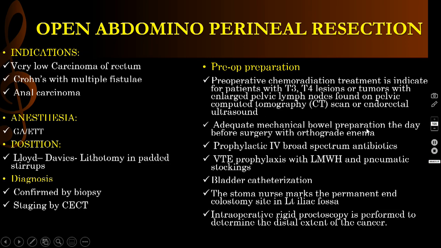Adequate mechanical bowel preparation should be done the day before surgery by enema. Prophylactic IV broad spectrum antibiotics should be started the day before surgery itself. VTE, venous thromboembolic prophylaxis with low molecular weight heparin or pneumatic stockings can be done. Bladder should be catheterized with a Foley catheter. The stoma nurse should mark the site for the permanent end colostomy in the left iliac fossa. Intra-op rigid proctoscopy can be performed to determine the distal extent of the cancer.